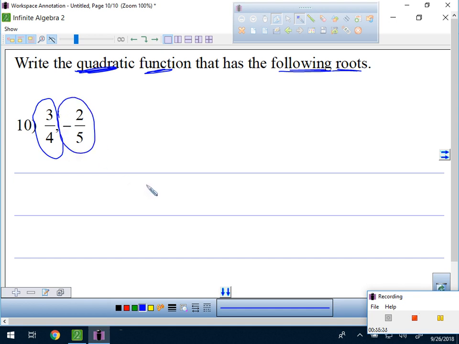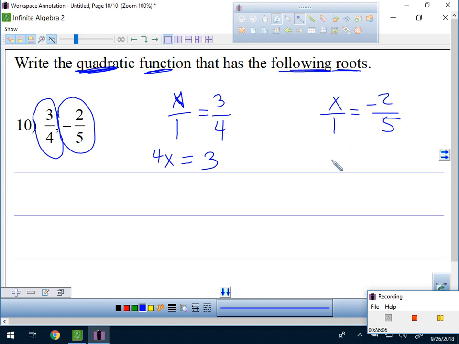If you remember, the way I taught you how to do this is take each one of these and simply set them equal to x. So say x is equal to 3 over 4, and then x is equal to negative 2 over 5, because I'm saying that those are my 2 answers. Now you're probably thinking, why did I do that? It's because what we're going to do is put each one of these x's over 1, and we're going to cross multiply. So I'm going to get 4x is equal to 3, and then over here 5x is equal to negative 2. The biggest thing I'm worried about for you guys is watching your signs.